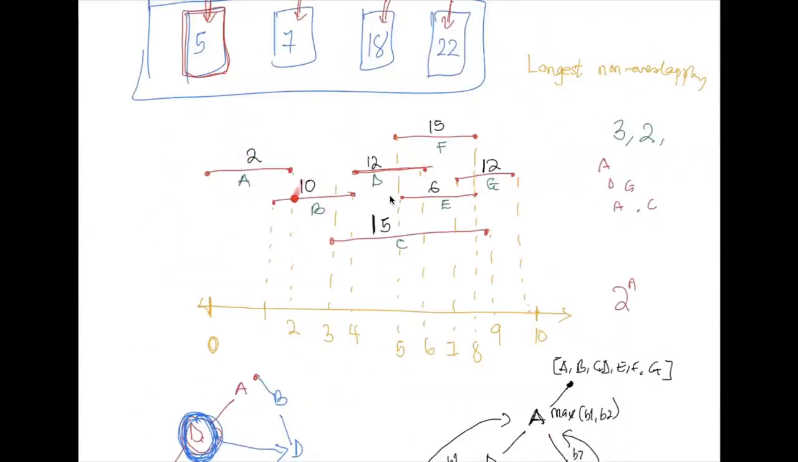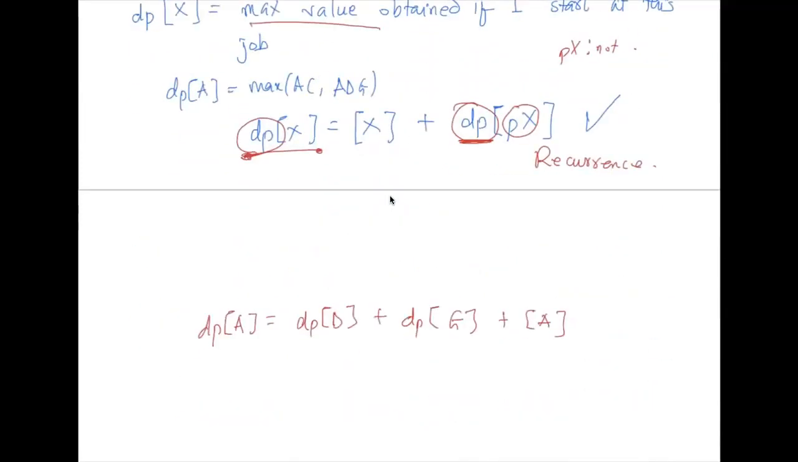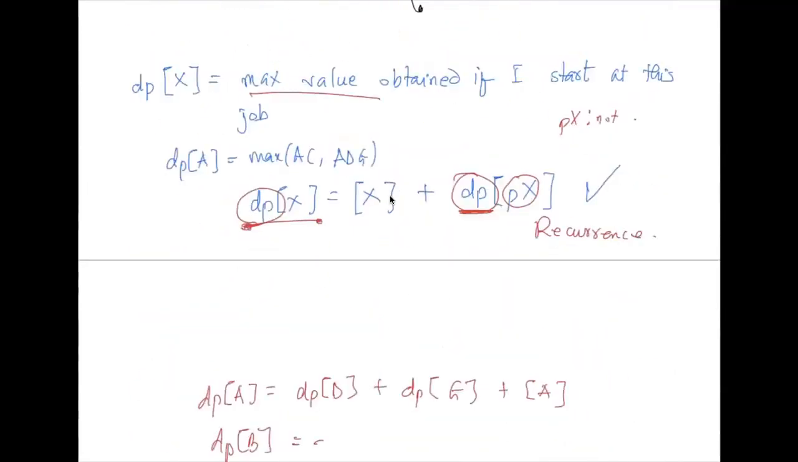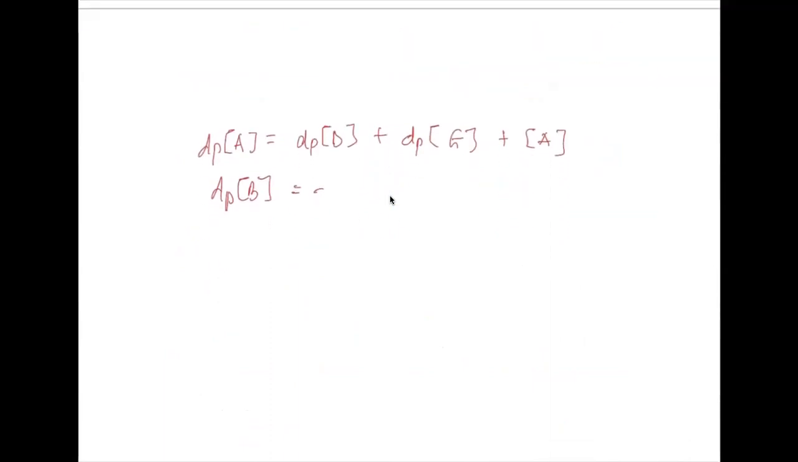Then we said, now what if we start at B? So we have DP of B. For B, we can do D, G. So we have DP of D, follow this carefully. This is the last part that we are done. DP of G, and then the amount at B. So this is basically okay.